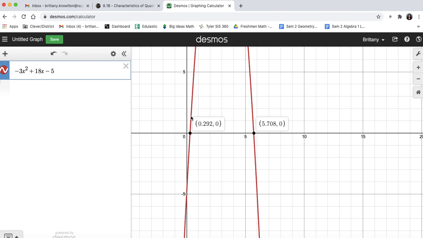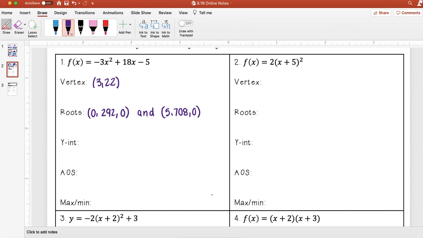Next, I want to identify my y-intercept, and I know that's where it crosses the y-axis, and so I see that that is at 0, negative 5.